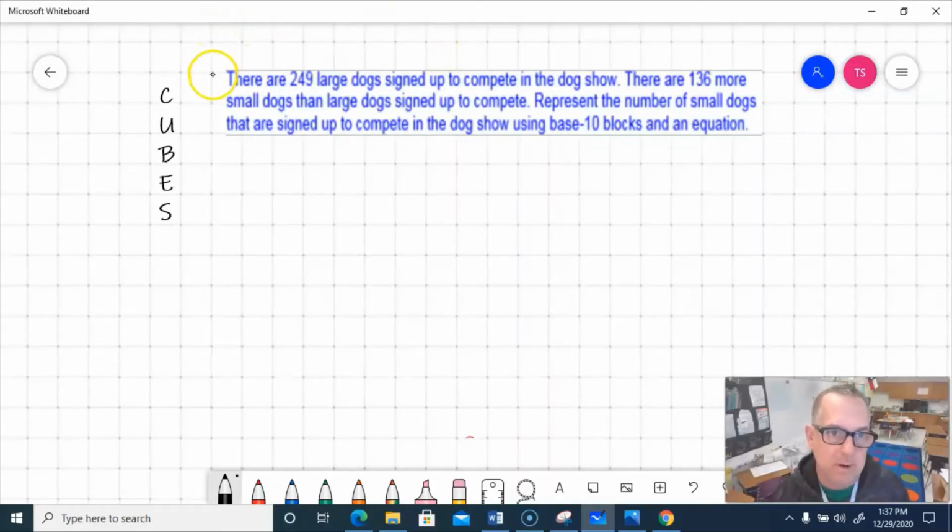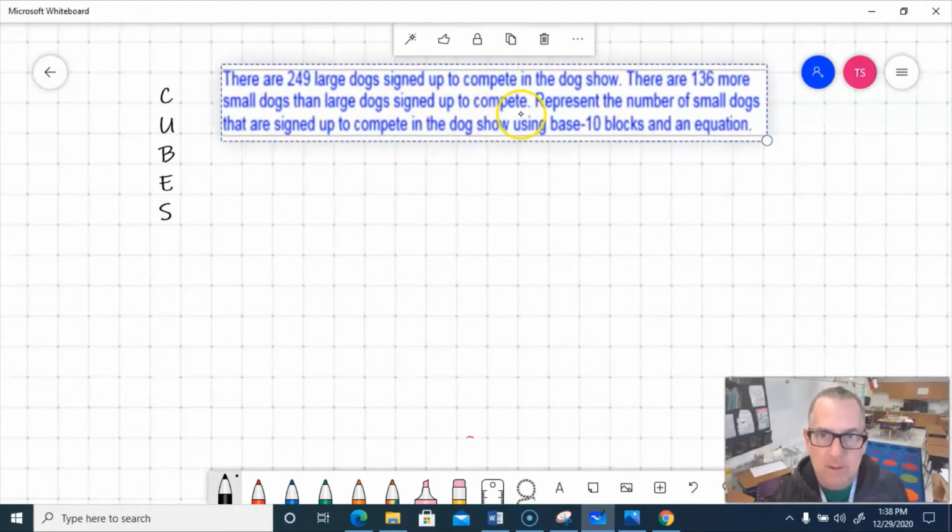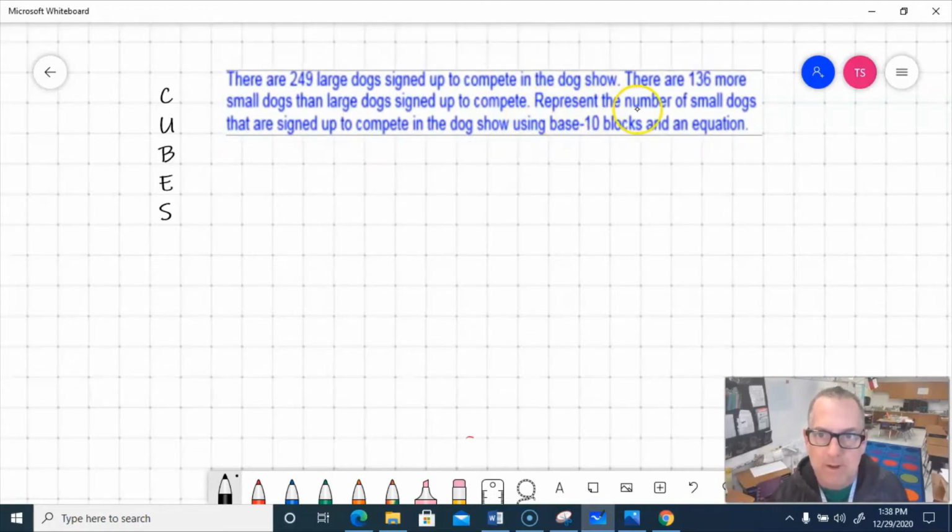Okay, let's look at this problem right here. It says there are 249 large dogs signed up to compete in the dog show. There are 136 more small dogs than large dogs signed up to compete. Represent the number of small dogs that are signed up to compete in the dog show using base 10 blocks and an equation. So I'm going to use my cube strategy, or cubes, to organize my problem.